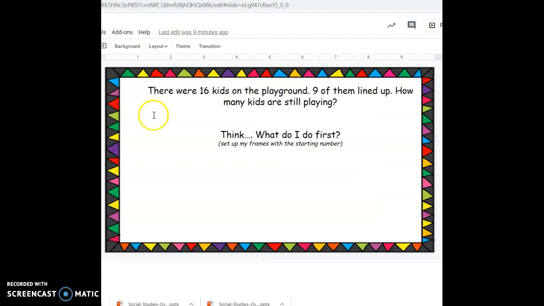This problem right here, we are going to do together. So go ahead and get your whiteboards and markers out, and let's practice this one together. Remember, we are doing subtraction today.